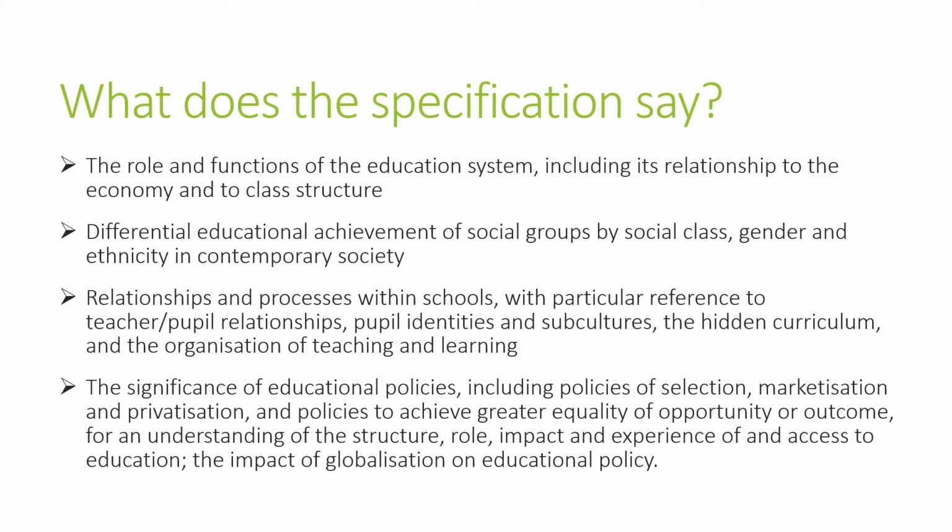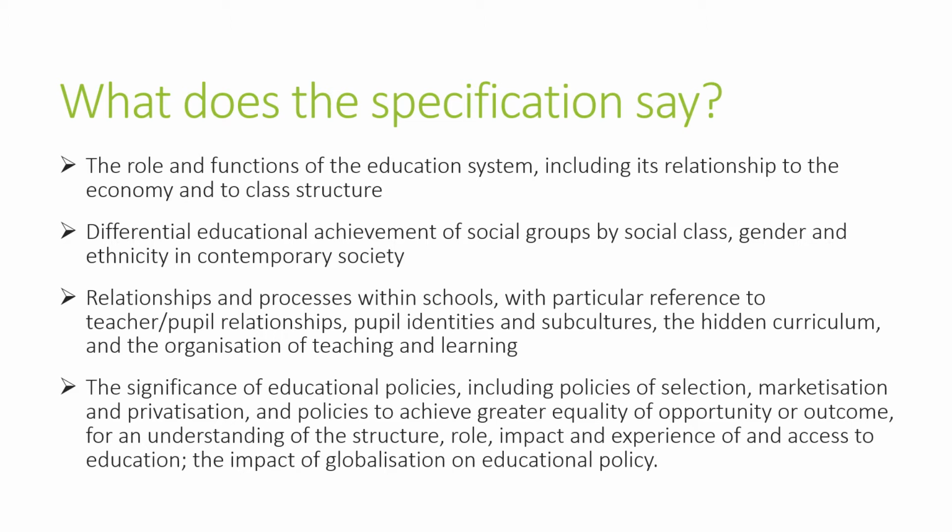We also need to review relationships and processes within schools, with particular reference to teacher-pupil relationships, pupil identity, subculture, hidden curriculum and the organisation of teaching, and the significance of educational policy, and particularly selection policies, marketisation, privatisation, and anything that impacts on equality, so whether that's to do with class, gender or ethnicity. So this is what the specification tells us, and as you can see, it's not a very thorough description of what needs to be reviewed.